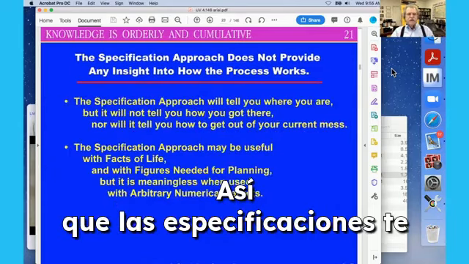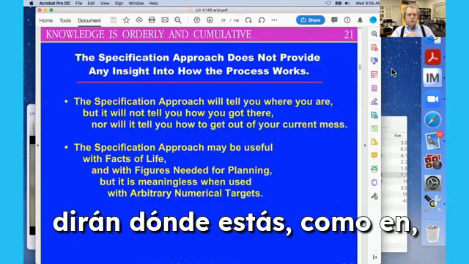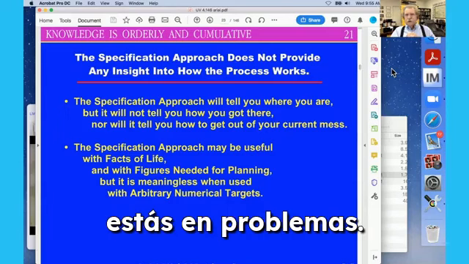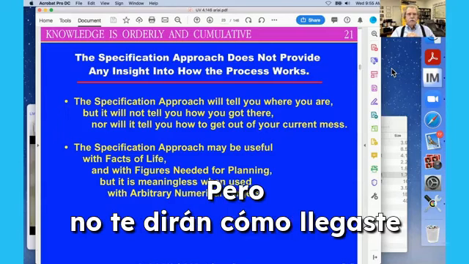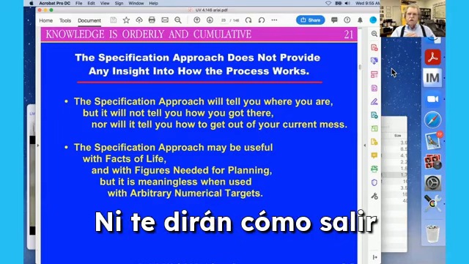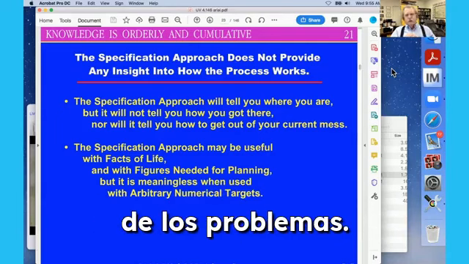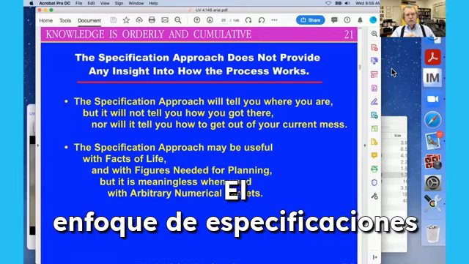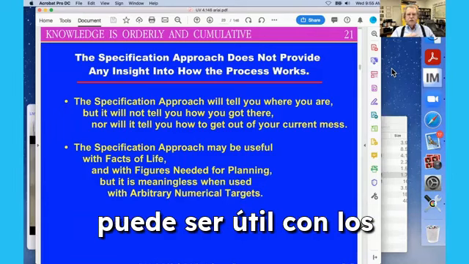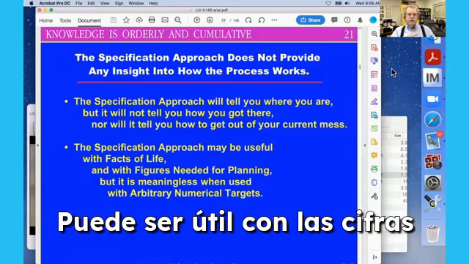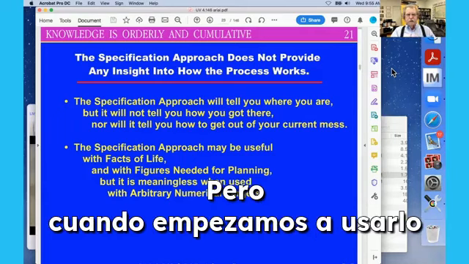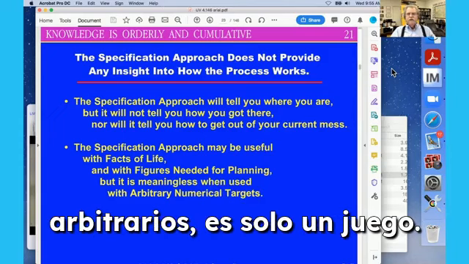So specifications will tell you where you are, as in you are in trouble. But it will not tell you how you got to be in trouble, nor will it tell you how to get out of trouble. The specification approach may be useful with facts of life. It may be useful with figures needed for planning. But when we start using it with arbitrary numerical targets, it's just a game.